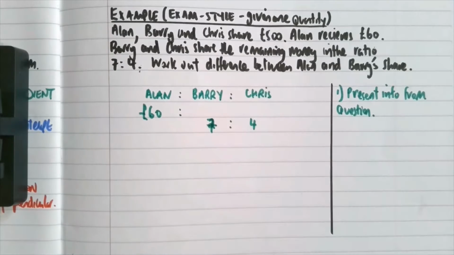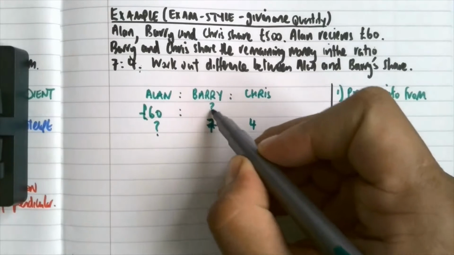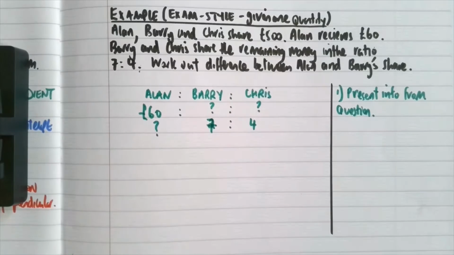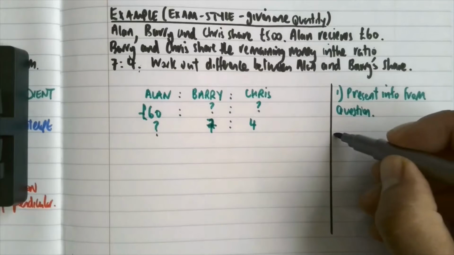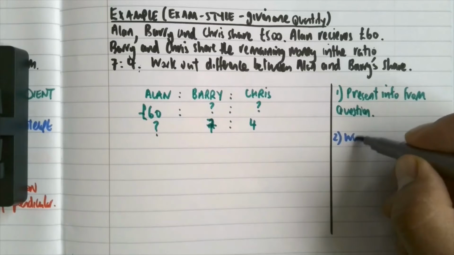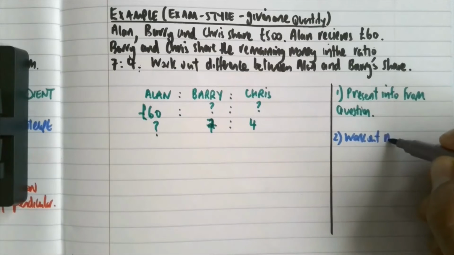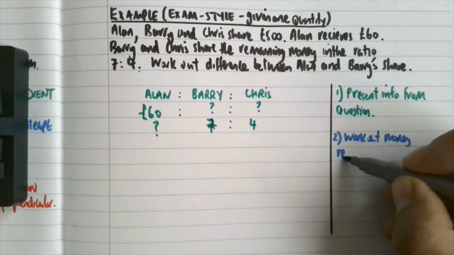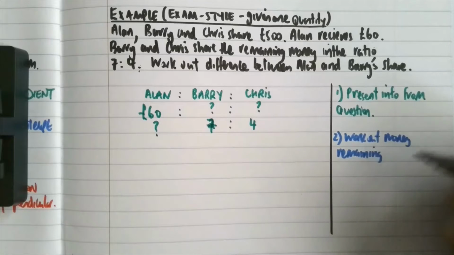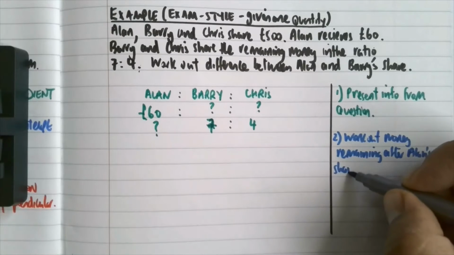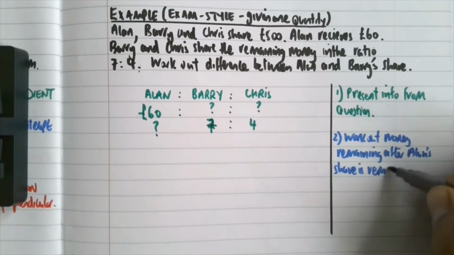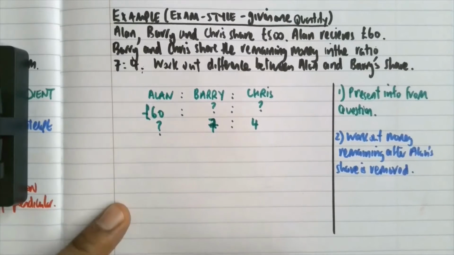So there's 3 spaces in our 2 ratios that need to be filled in so that we have the complete information. So the second step would then be to reduce the total by what Alan receives. So Alan receives £60, so we do 500 take away 60, which means that Barry and Chris share £440. That's our second step, to work out the money remaining after Alan's share is removed.